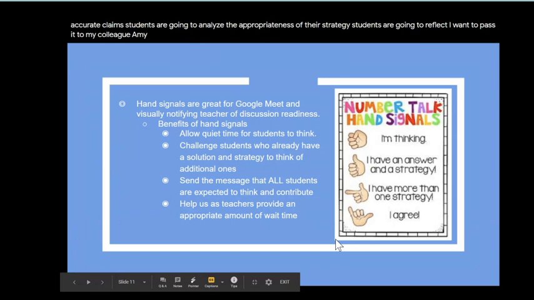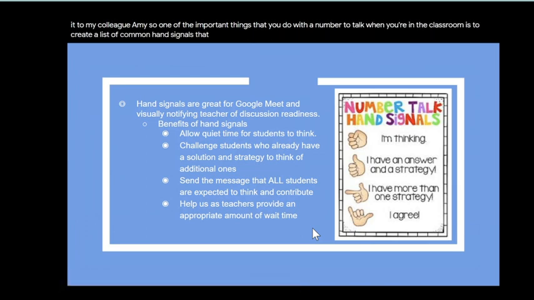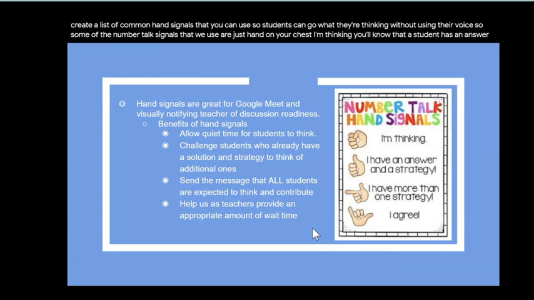So one of the important things that you do with a number talk when you're in the classroom is to create a list of common hand signals that you can use so students can show what they're thinking without using their voice. Some of the number talk signals that we use are just hand on your chest, I'm thinking. You'll know that a student has an answer when they give you that thumbs up.